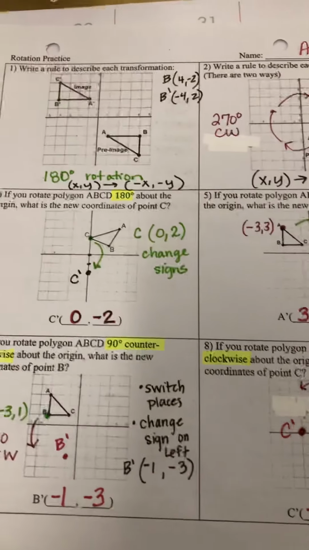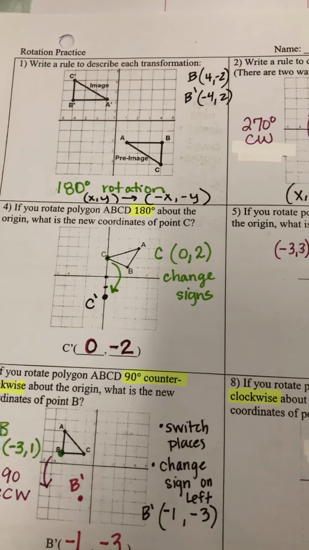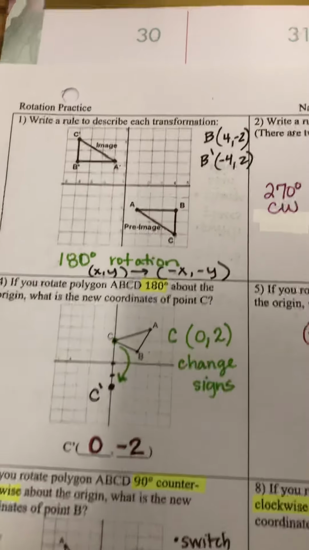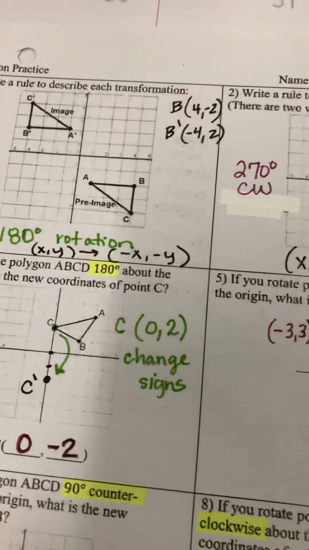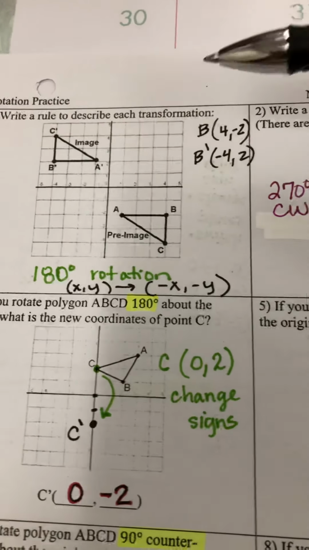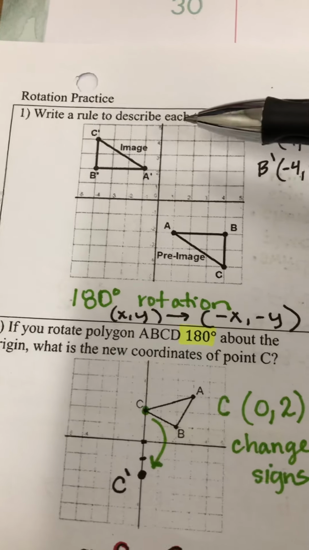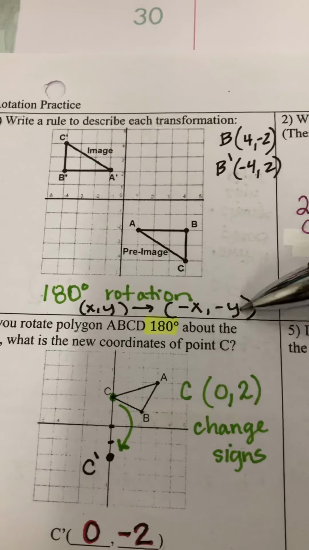So this is the answer sheet that you guys have in front of you that you should have printed off and be checking your work. Everything on the front was kind of broken down into pieces. So for example, when they ask you to write the rule, this is what I want.